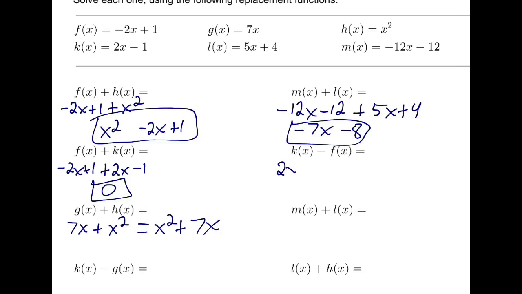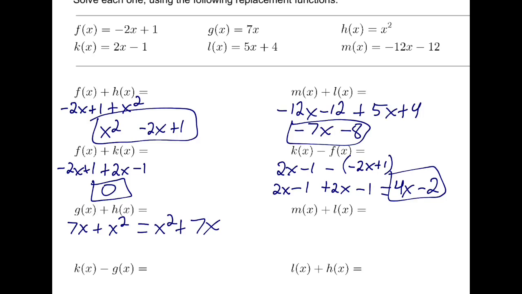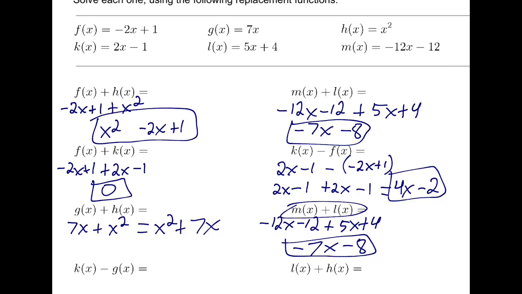K of x is 2x minus 1. And now I'm subtracting a function, so I'm going to make sure to put this in parentheses and distribute. So 2x minus 1 stays the same, but now I'm adding 2x and I'm subtracting 1. So when I combine my x terms, 2 plus 2 gives me 4x, and when I combine my numbers, it becomes minus 2. M of x is negative 12x minus 12, and if I add to this 5x plus 4, combining my x terms, I have negative 7x minus 8. Notice these two problems are the exact same.